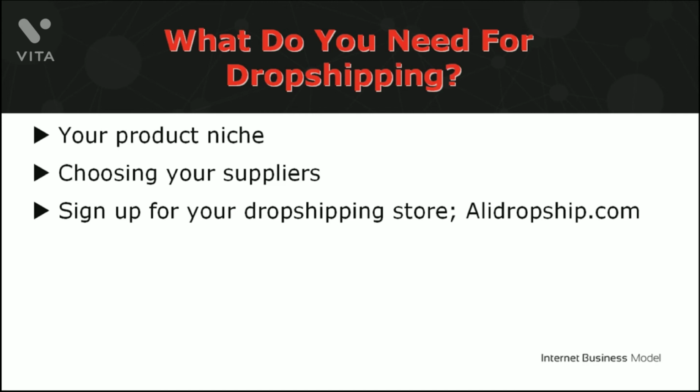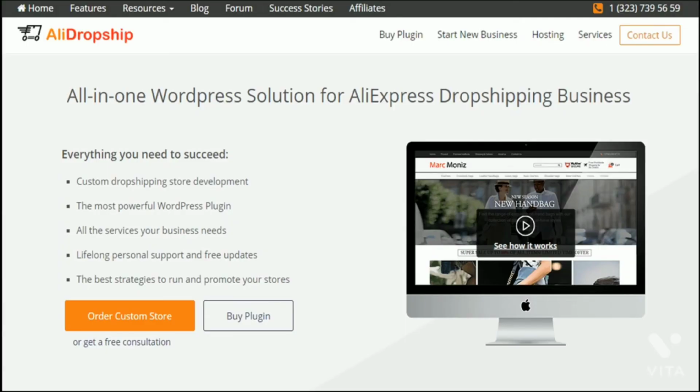1. Product niches. Every successful business must have their own niche. 2. Choosing your supplier. Prepare a list of your own chosen suppliers. 3. Sign up for your dropshipping store using one of the most popular dropship hubs, alidropship.com. Create an account on alidropship.com to personalize your own dropshipping web store.